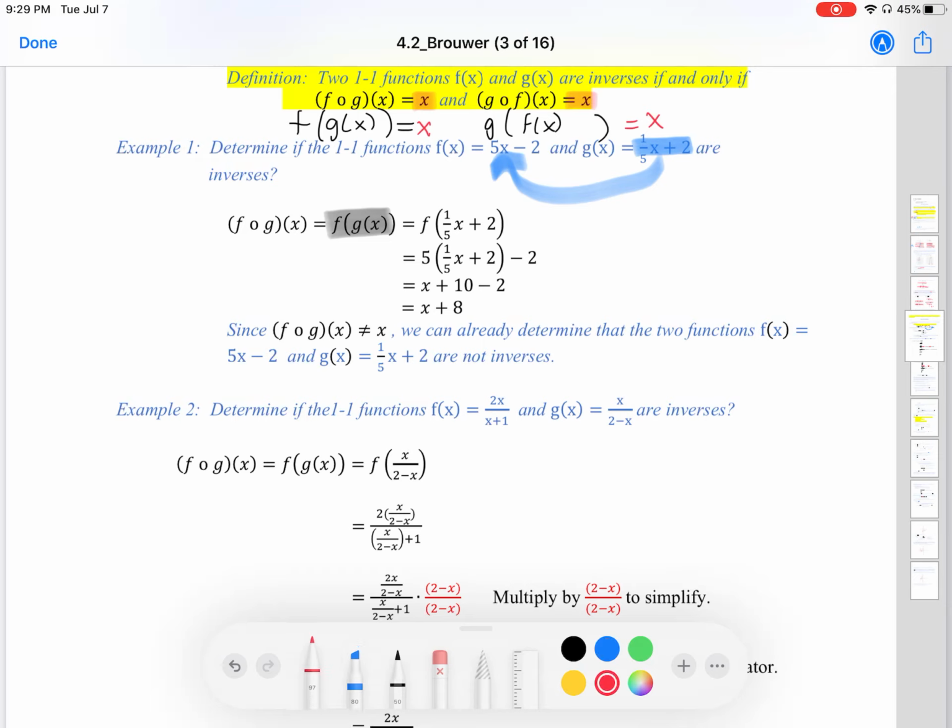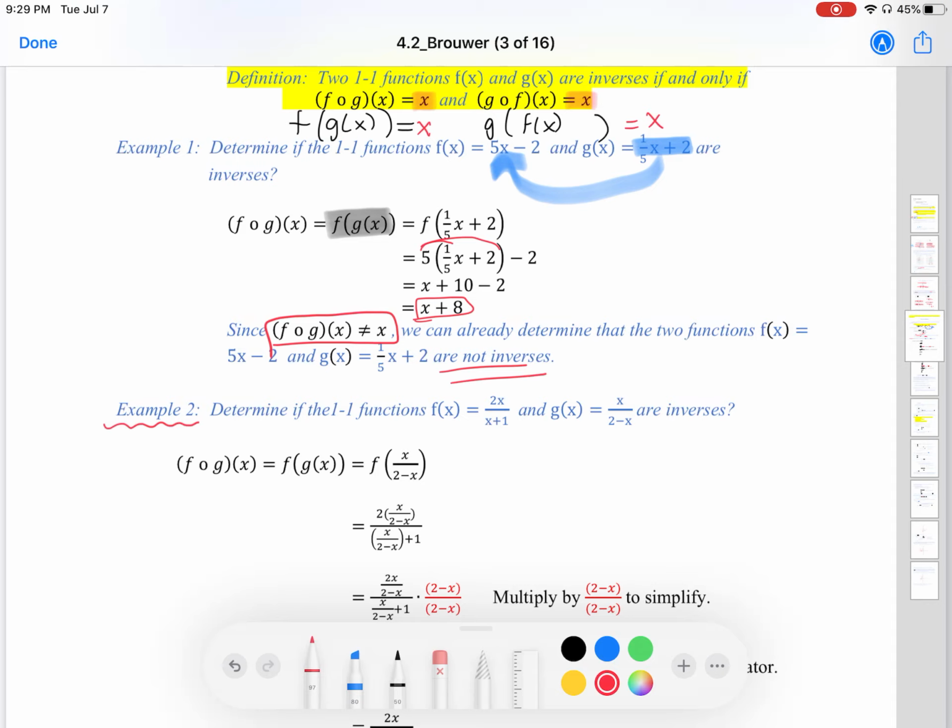So here we're left to distribute that 5 to each one. 1/5 times 5 gives us x. They make 1. And then 5 times 2 is 10. We subtract 2. All right, so we're left with x plus 8. So we're done. We know that because it didn't equal x, they're not inverses.